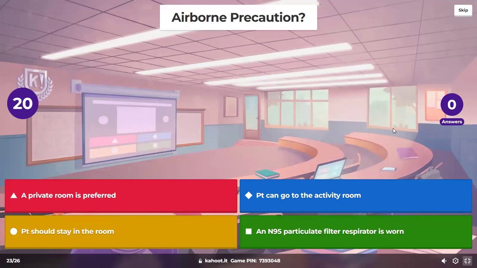Airborne precautions. What is this? What are some things that we need to do if someone is on airborne precautions? Do we need to do anything differently? Is there anything that we should wear?